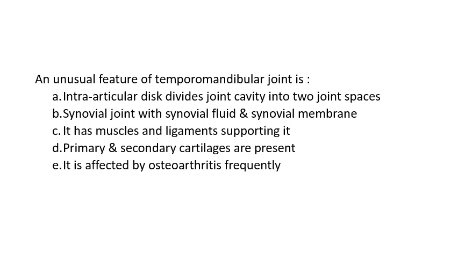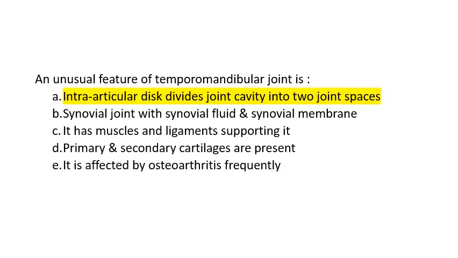All the joints in our body are supported by muscles and ligaments, and most of the joints of our hand and feet are synovial joints, and they have synovial fluid and synovial membrane. So we are left with the first option, the interarticular disc that divides the joint cavity into two joint spaces. Temporomandibular joint is unique in that it has an interarticular disc that divides the joint cavity into two joint spaces, and this is the only joint in our whole body that is divided into two spaces by an articular disc. So the right option is the interarticular disc, and it is unique that it divides the joint cavity into two joint spaces.